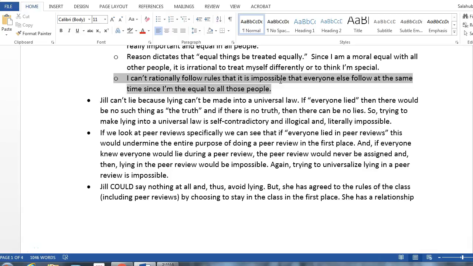If we look specifically at peer reviews, we can see that if everyone always lied in peer reviews, this would undermine the entire purpose of doing the peer review in the first place. If everyone knew that they would get lied to on a peer review, the teacher would never assign it. And if the teacher never assigns it, then universalized lying in peer reviews is impossible. It is literally impossible to imagine a scenario where we universalize lying in peer reviews. It would cause the whole idea of a peer review to collapse on itself.